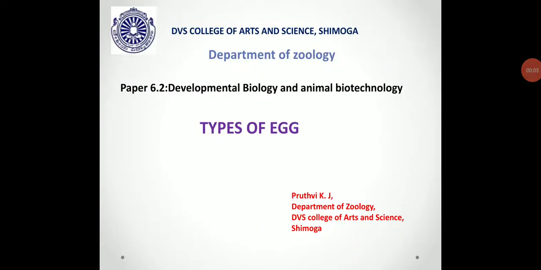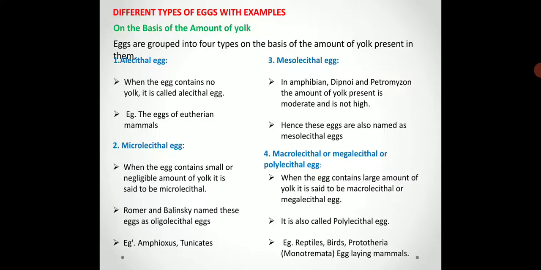Dear students, today we are discussing the types of eggs that you find in different animals. There are different types of eggs, based on different categories. The first one is on the basis of amount of yolk.